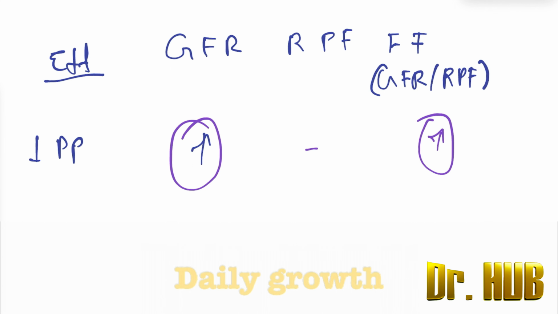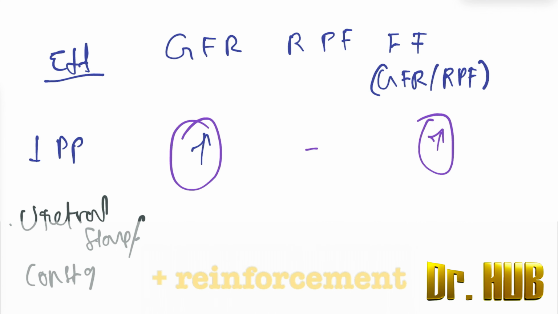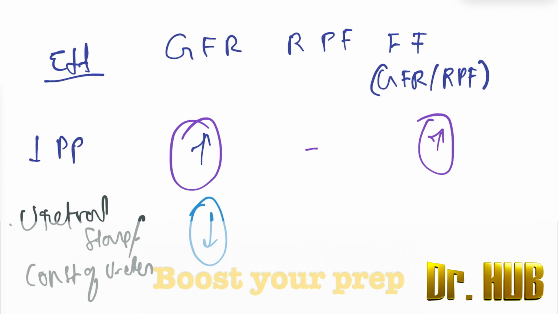Next, we will focus on the ureteral stone and the constriction of the ureter. So in case of the ureteral stone or the constriction of the ureter, here the GFR will be decreased and there is no change in the RPF, and there is also a decrease in the FF.